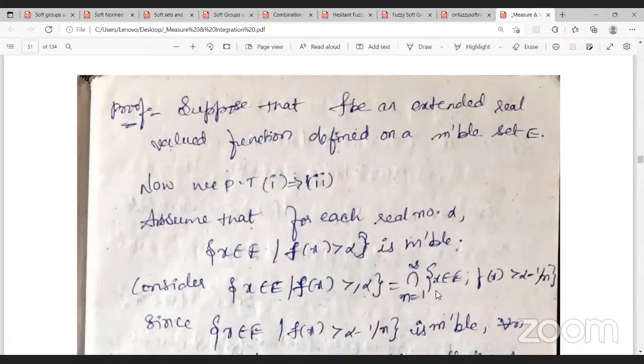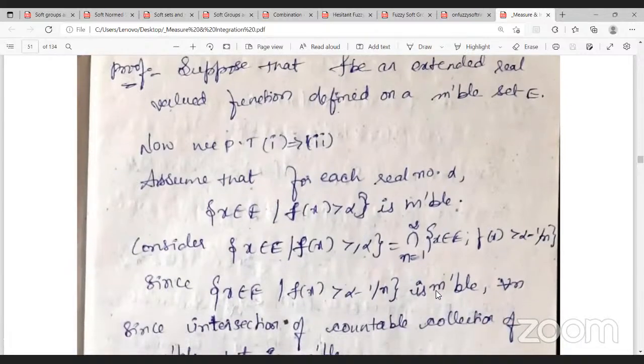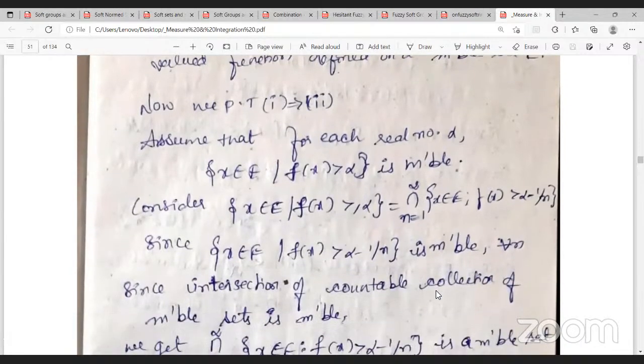Therefore, observe here, the intersection of f of x greater than alpha minus 1 by n. We know that the set x belongs to E such that f of x greater than alpha minus 1 by n is a measurable set for every n.